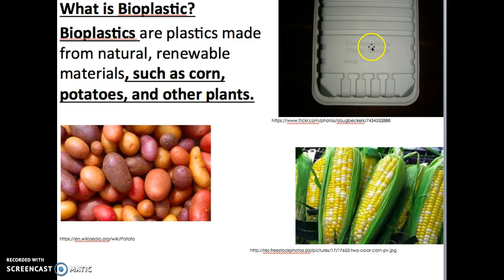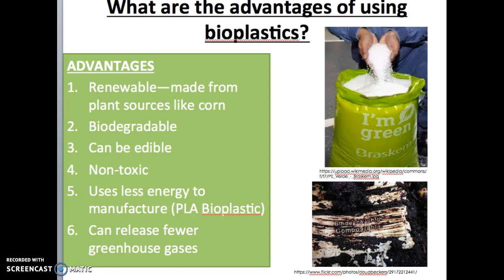As you can see, it says biodegradable and compostable, which leads me to the next section, which talks about the advantages. So the advantages of using bioplastics are that they are renewable. That means they're made from plant sources like corn. They're biodegradable, meaning that they can be broken down by microorganisms and decomposers to return back into the soil to be recycled through natural cycles of matter. So here's a picture of biodegradation. They could technically be edible, although some bioplastics are not, but there are some that can be edible.